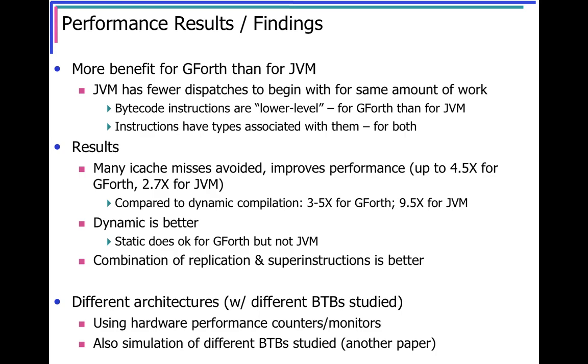It uses more resources and grows the footprint of the interpreter quite a bit. Static does okay for G4th, but not for the JVM. You really need dynamic replication for that. And then they show that the combination of replication and super instructions does the best. What I liked about the paper was that they experiment with these results using different hardware and branch predictors and branch target buffers, and they explain each of these different branch prediction technologies pretty well in the paper.